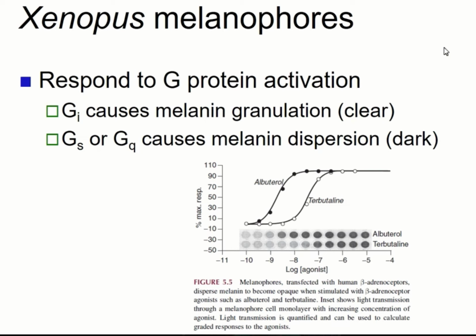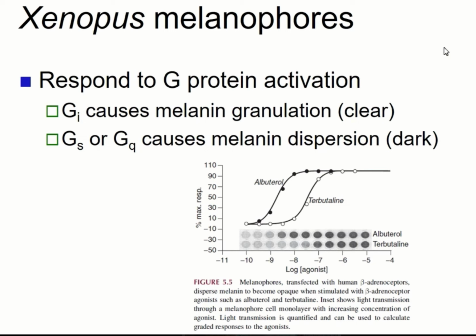There are multiple G proteins. So we have a G protein coupled receptor. We said when that becomes activated, the G protein binds to it. But there are actually different flavors of G protein. If we have a Gi protein and that becomes activated, that is going to cause the melanin to clump together, making our cell clear. If we activate a Gs or a Gq protein, that's going to cause our melanin to disperse, making it dark. And so we can get a couple of different parameters from this assay.